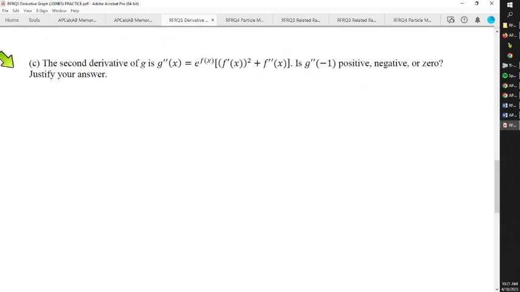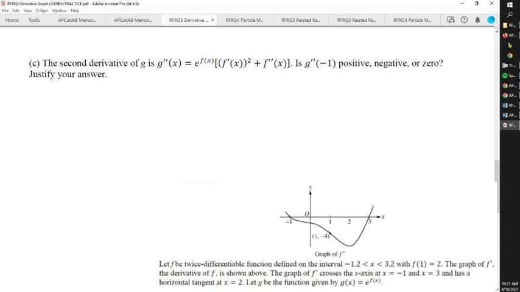All right, letter C says the second derivative of G is this. Hey, they give us the second derivative of G. Great. Is G double prime positive at -1? Is it positive, negative, or 0? That seems like a weird question to me. And so I just start writing it out, and then I start figuring out, oh, that's what they want to know if I know. So I put the graph down here.